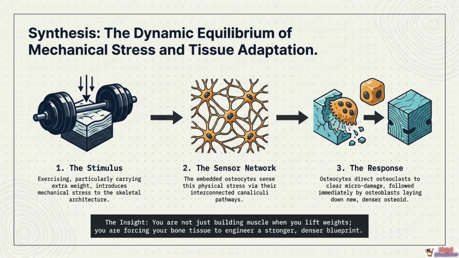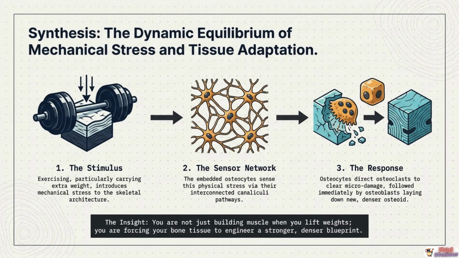Here is how the response works at the cellular level. The stimulus: when you exercise, particularly when you carry weight, resistance training, running, jumping, you introduce mechanical stress into the skeletal architecture. Bone bends microscopically under these forces, and tiny cracks, microfractures, form within the matrix at heavily loaded sites. The sensor network, embedded osteocytes, connected through their canalicular pathways, detect this physical strain almost instantaneously. They respond by reducing sclerostin secretion, releasing the brake on bone formation, and by secreting prostaglandins and nitric oxide that recruit osteoblasts to the stressed zone.